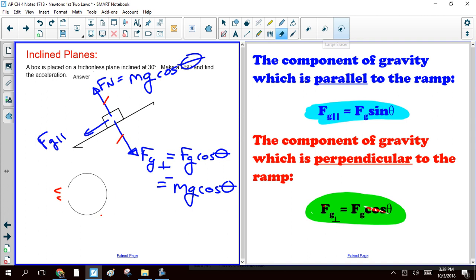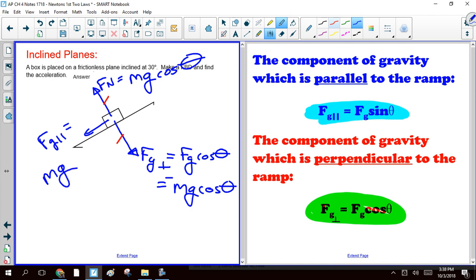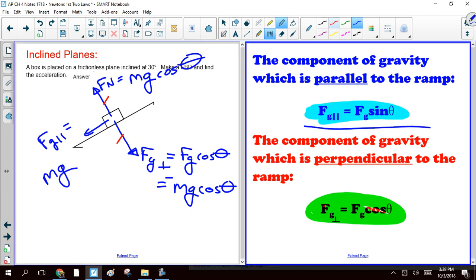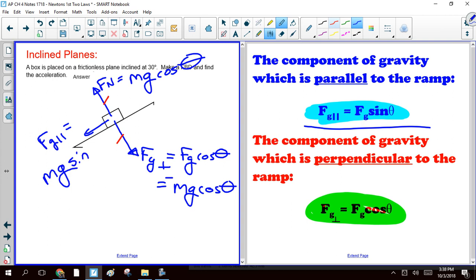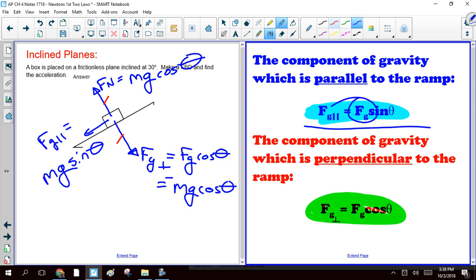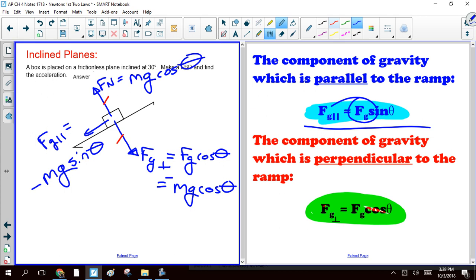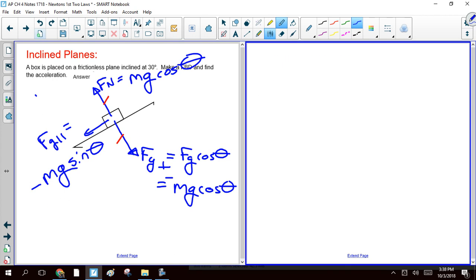All right. So now we're just left with this guy, which is mg, and our parallel component is mg sine theta, right? Sorry, I skipped a step there. Fg is the same as m times g, right? And it's pulling in a negative direction, right? Okay, so now what we do is the infamous net force equals ma. Okay, net force, Newton's second law tells us that net force is mass times acceleration. Okay.